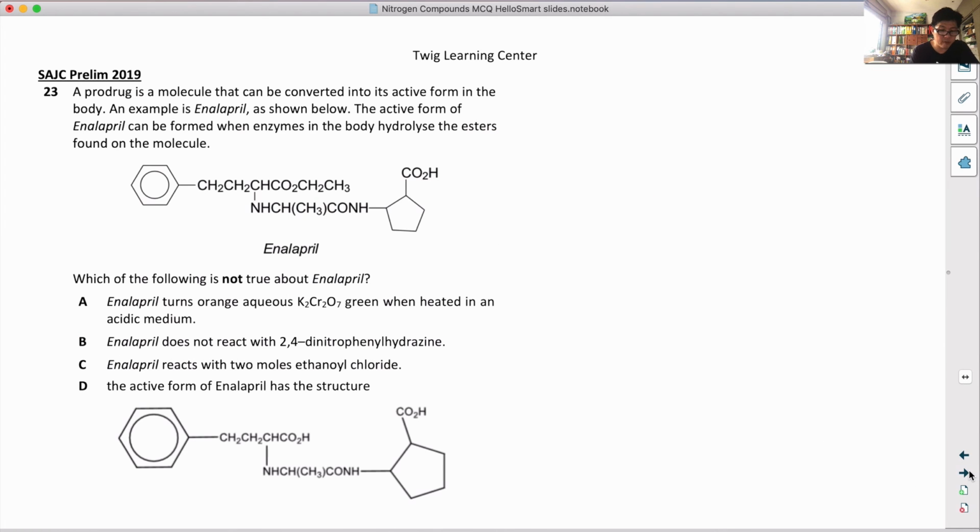They say the active form of enalaprilat can be formed when enzymes in the body hydrolyze the esters found on the molecule. I'm going to highlight this. The active form is because normally you have a chiral carbon and then you have enantiomers. One of them will be the active form and one of them will be the inactive form. Which of the following is not true? Enalaprilat turns orange aqueous dichromate green when heated. So let's see, will this happen? Will anything be oxidized?